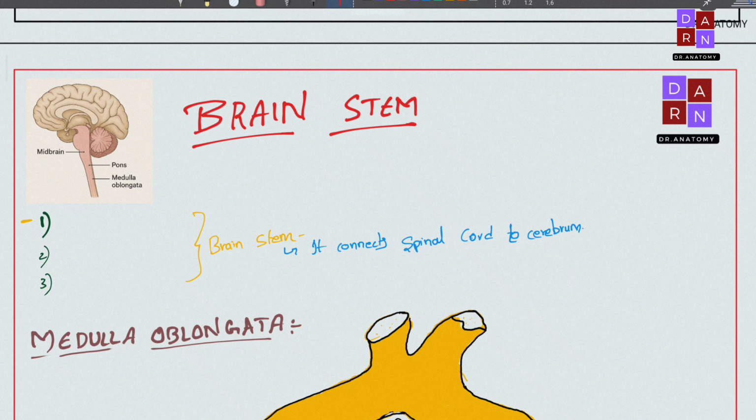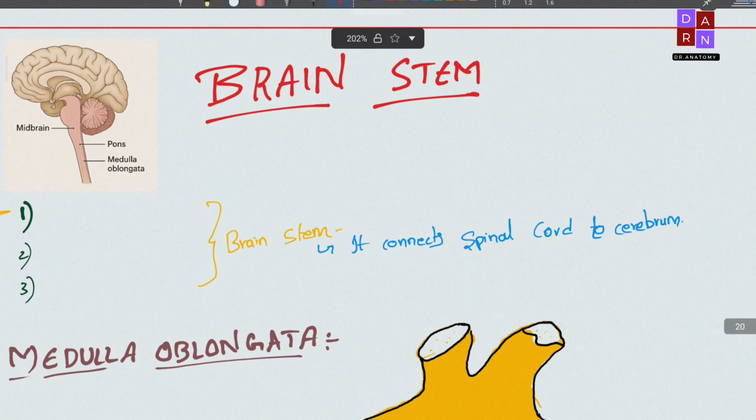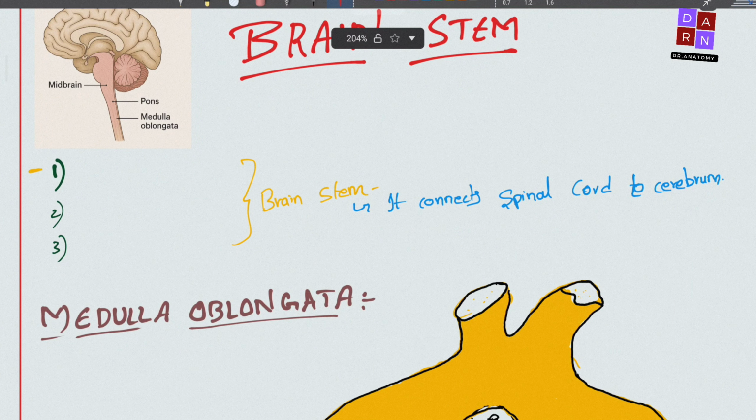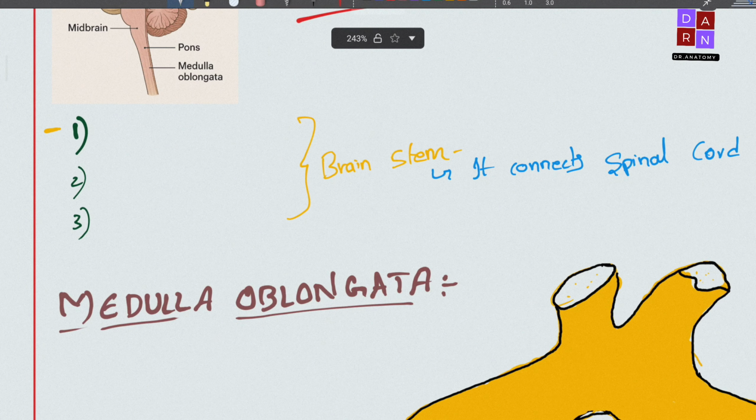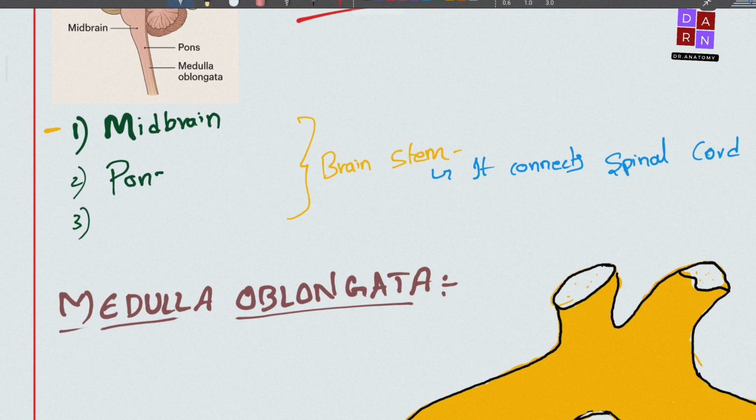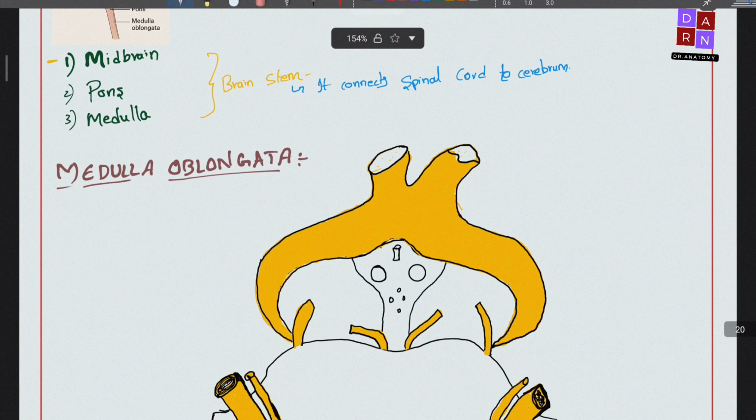In this video, we are going to discuss the brainstem. So what structures are present in the brainstem? The brainstem is made up of the midbrain, pons, and medulla. The brainstem connects the spinal cord to the cerebrum.